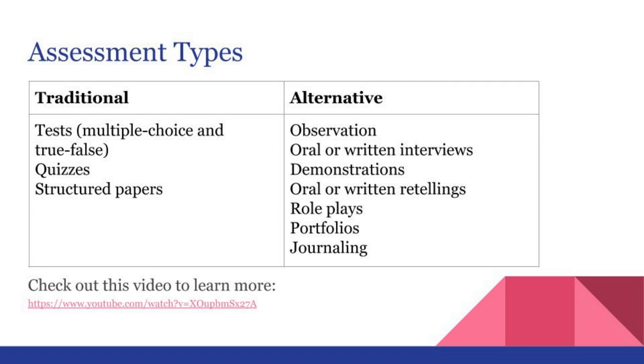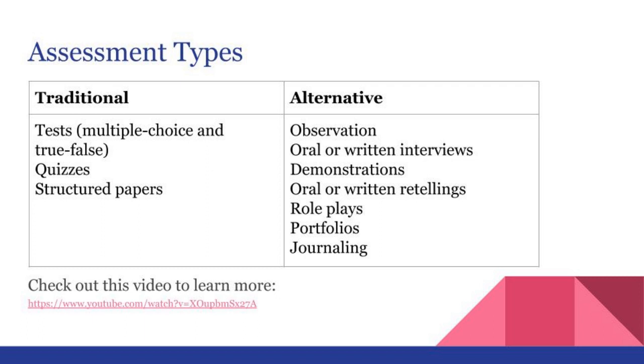On the other hand, alternative assessment measures are open-ended methods which show what students know and what students can do in the process of creating their answers. Examples of alternative assessment measures include verbal reporting, observation, oral interviews, demonstrations, retellings, role plays, portfolios, and journaling. Since they are open-ended, they can better capture the complex nature of learning and be used to help students grow.